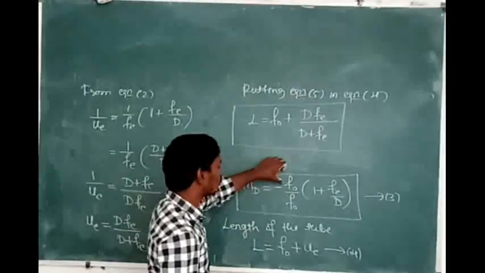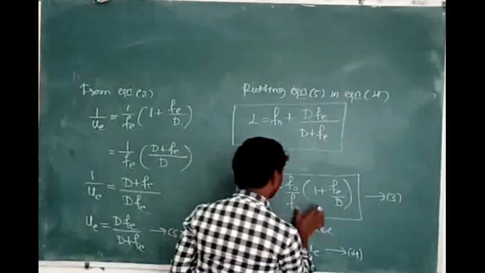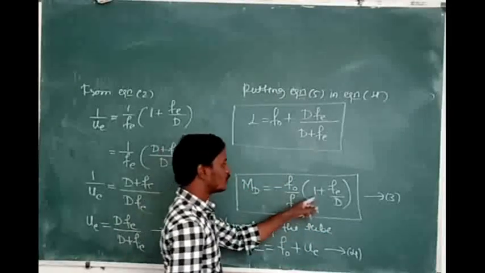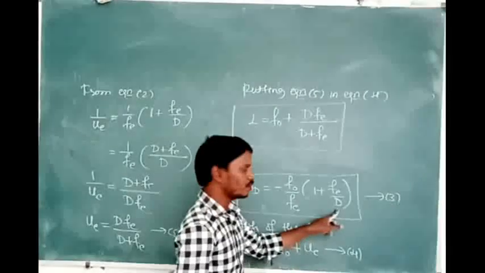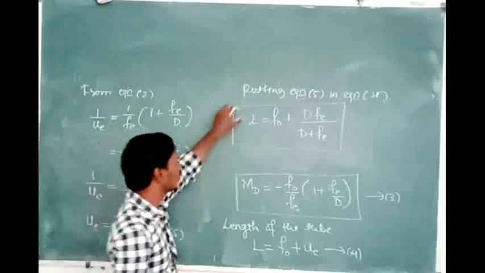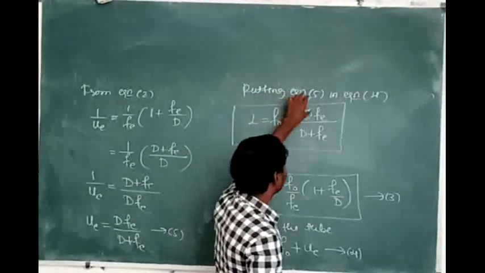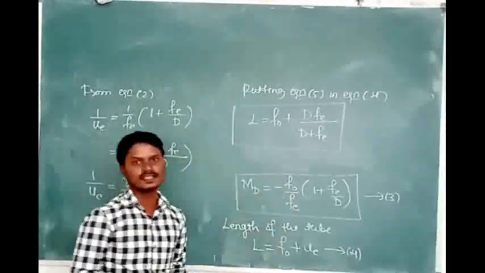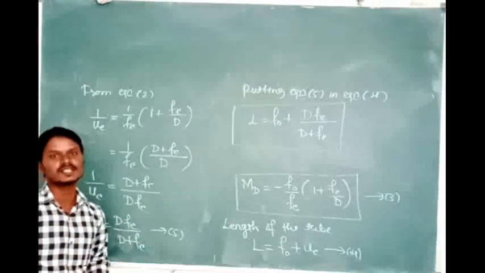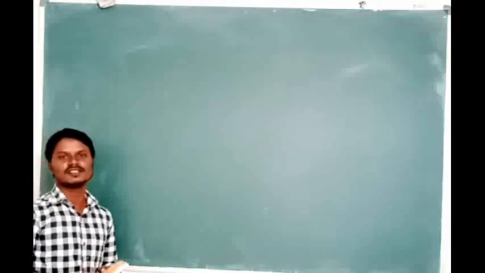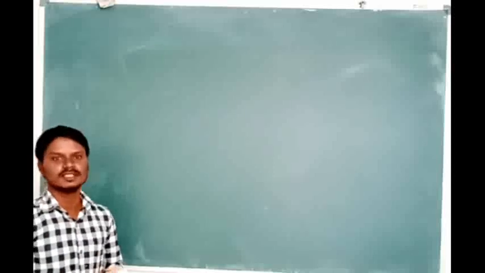That is MP is equal to minus FO divided by FE into 1 plus FE divided by D. Then what is the length of the telescope when the image is formed at near point? That is L is equal to FO plus D into FE divided by D plus FE. So what does the negative sign indicate here? The negative sign indicates that the final image formed by the telescope is real and inverted. Now, magnification produced by the telescope when the image is formed at infinity.